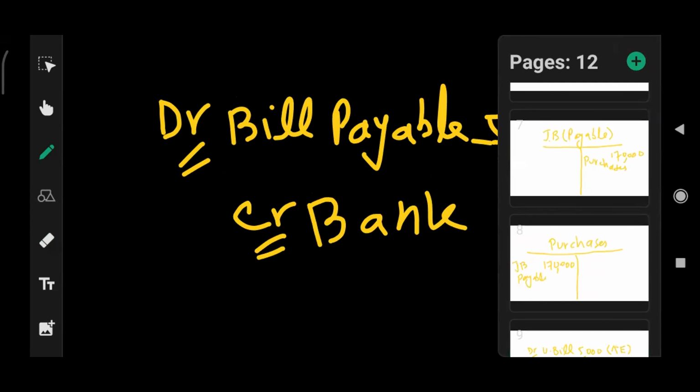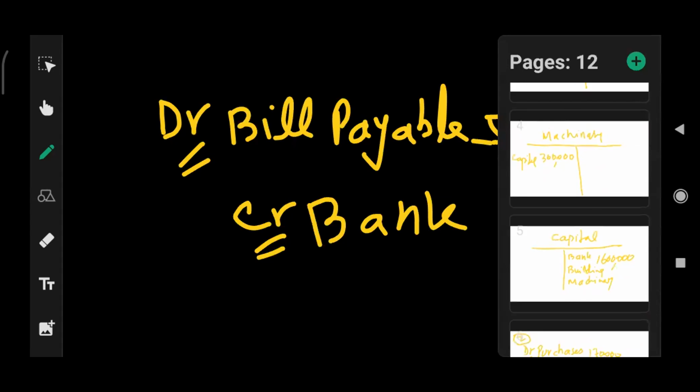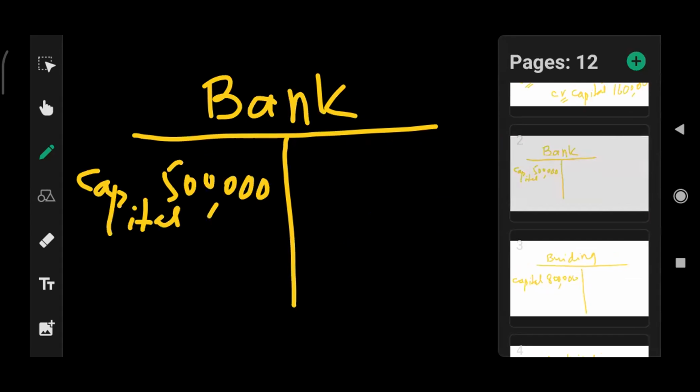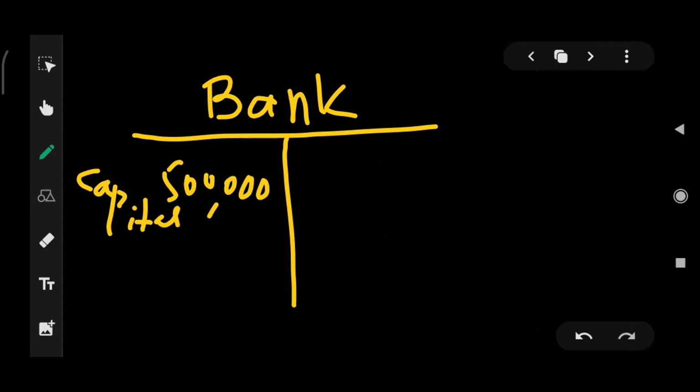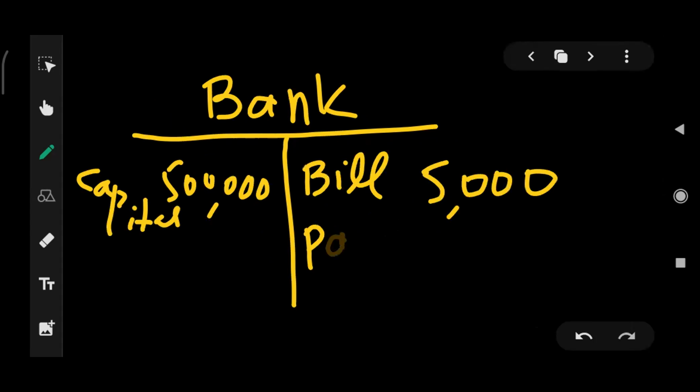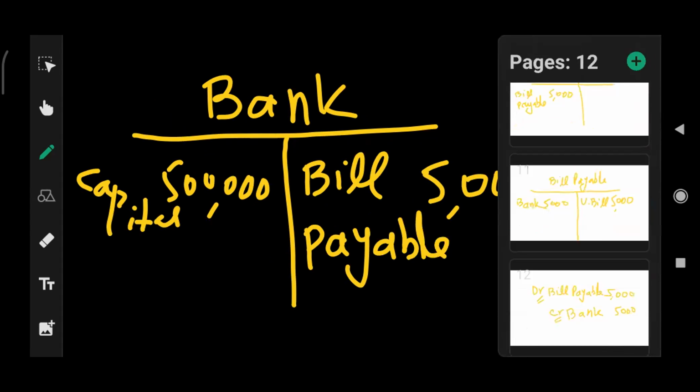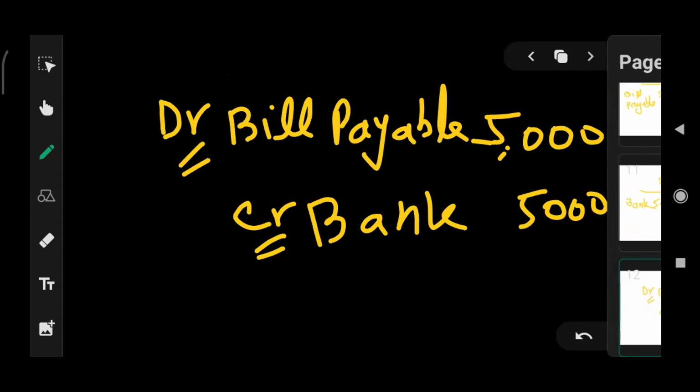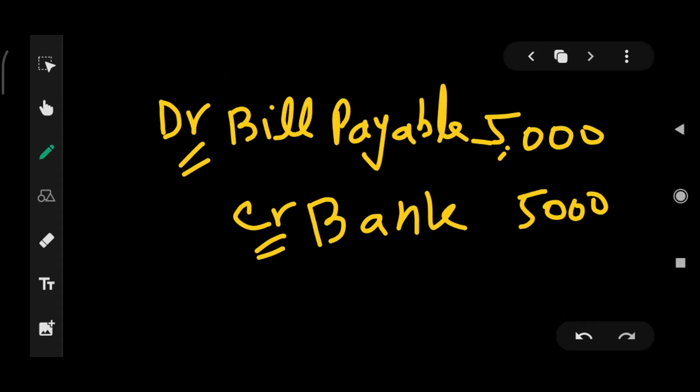We had created a bank account initially. Yeah, it is the bank account. I will record 5,000 on the credit side of the bank, and I will write bill payable with it because bank is credit and its corresponding debit entry was bill payable. You see, this was the transaction in which bank is credit with 5,000 and its reference is bill payable.